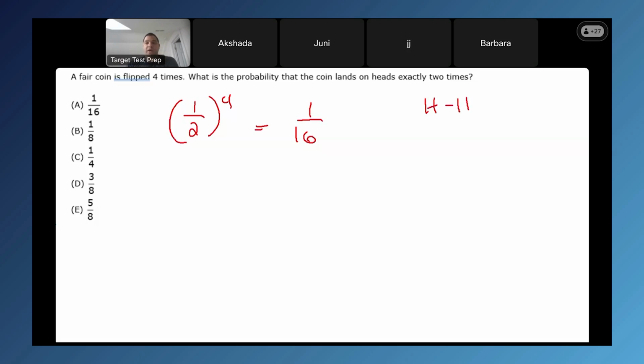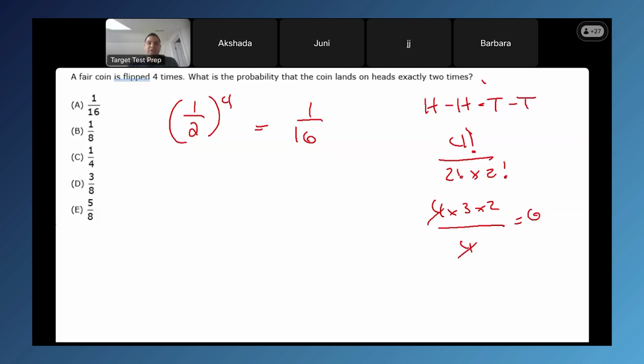So we're talking 2 heads, 2 tails. That's 4 factorial over 2 factorial times 2 factorial. That's 4 times 3 times 2 over 4. So that's 6. So it's 6/16 because you're multiplying, which is equivalent to 3/8.